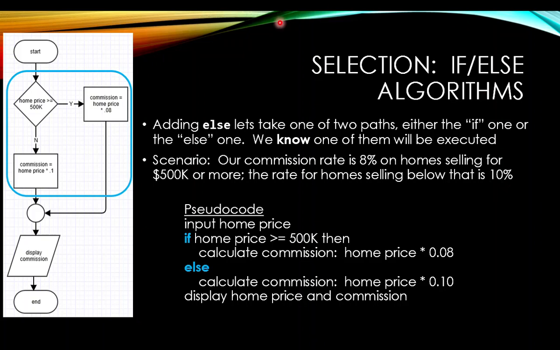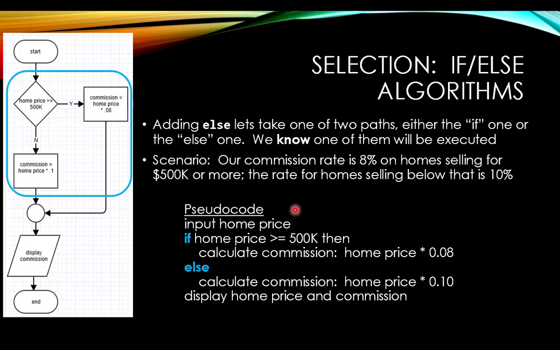So in a flowchart, we might say something like this. Again, here's our diamond for our decision. If the home price is greater than or equal to 500,000, then we calculate commission by taking home price and multiplying it by 0.08. Otherwise, if the home price is not greater than or equal to $500,000, if the answer is no, then we calculate it by taking the home price and multiplying it by 0.1. Does that make sense? Right? That's our two scenarios expressed in a flowchart.